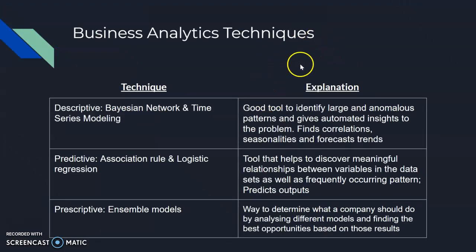So with the techniques, there's three different analytic types that we identified, and there's descriptive, predictive, and prescriptive. And for the descriptive technique, we just decided to use the Bayesian network and time series modeling. And our explanation for this was that it's a good tool to identify large and anomalous patterns in given automated insights to the problem. This will help us find correlation and seasonality when we forecast trends within the analytics.